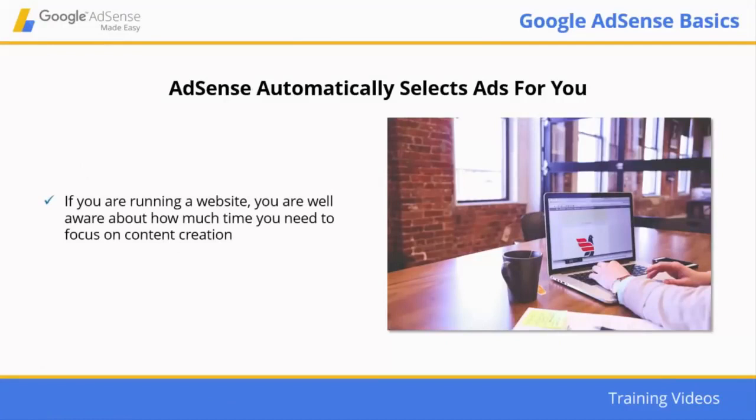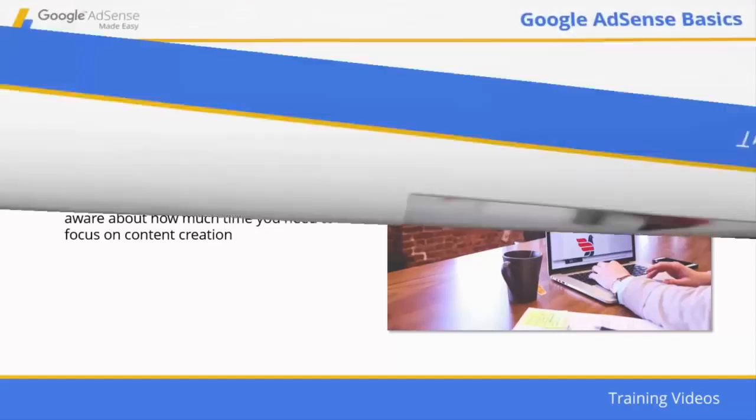AdSense automatically selects ads for you. If you are running a website, you are well aware about how much time you need to focus on content creation. That is why AdSense automatically places the most relevant ads on your site, saving you the time that you would otherwise spend looking for them yourself, selecting them, and then placing them into your ad slots.